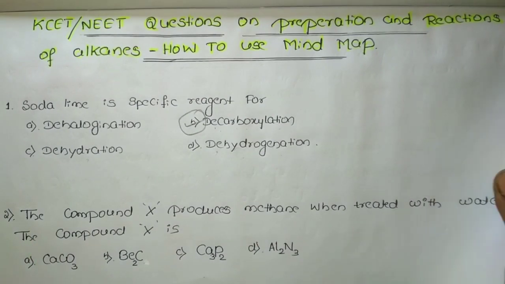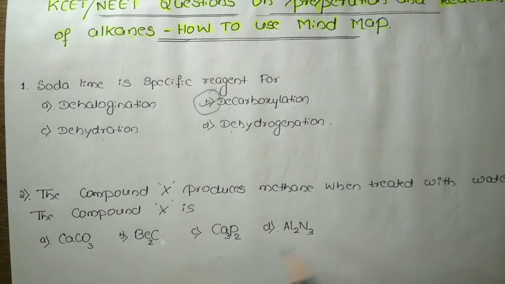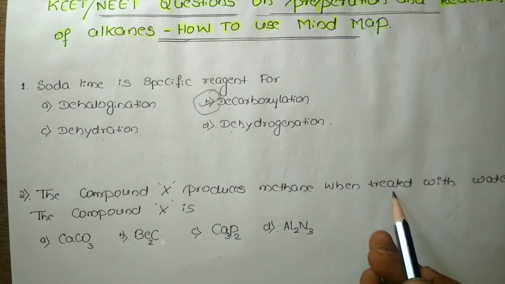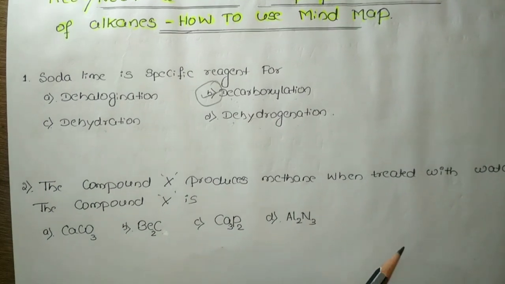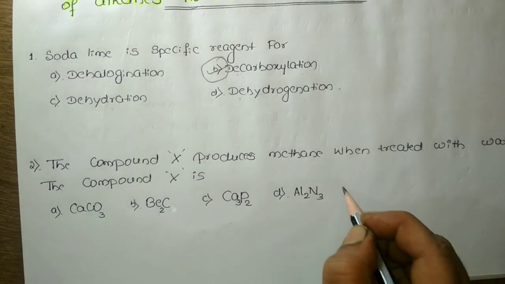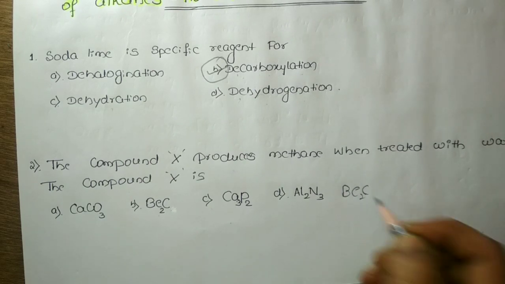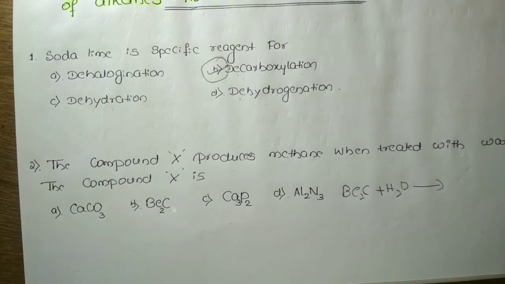Let us move to the next question. The compound X produces methane when treated with water. So how can we prepare methane? By treating any one of the given compounds with water. The best example that will react here is beryllium carbide. When beryllium carbide is treated with water, it undergoes hydrolysis.